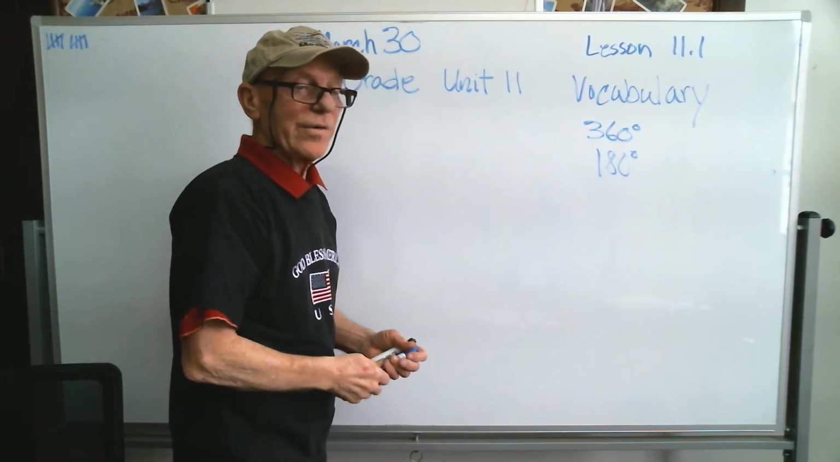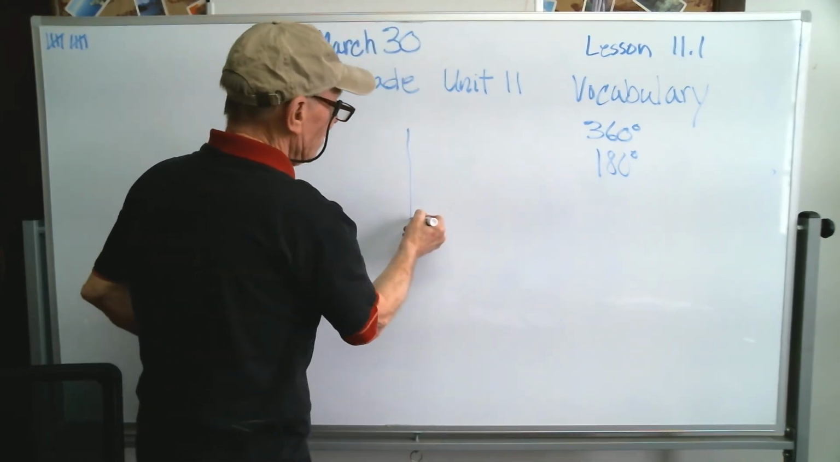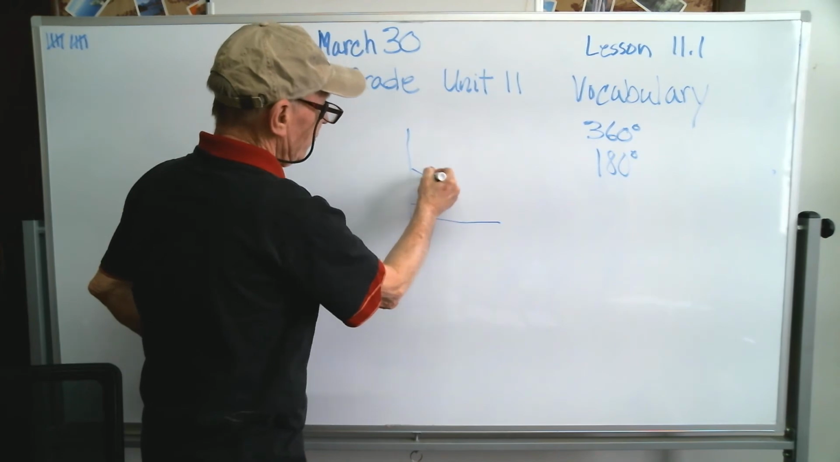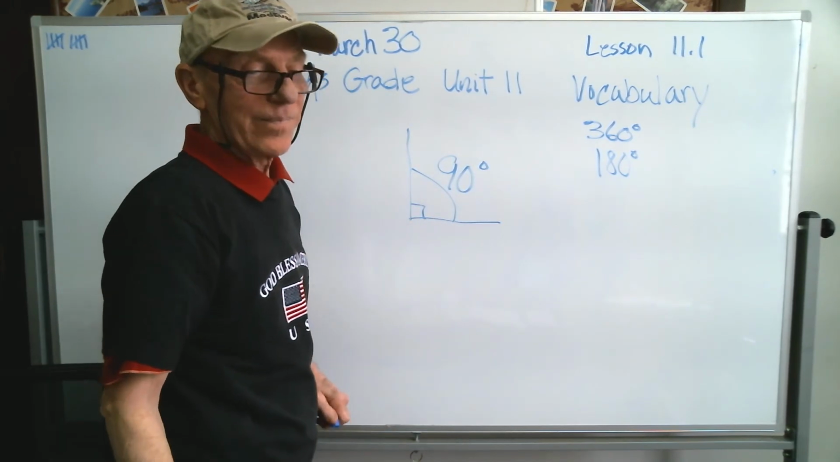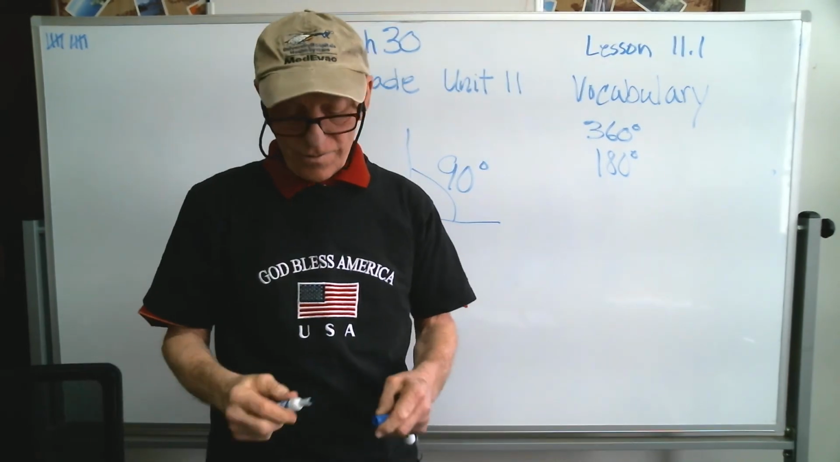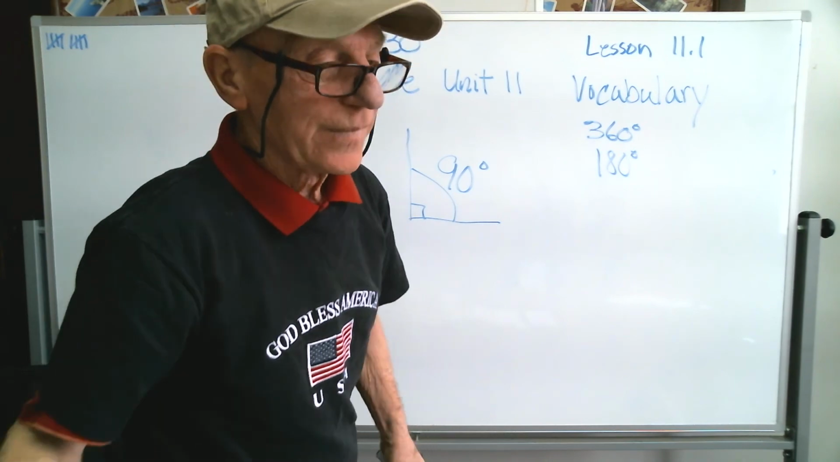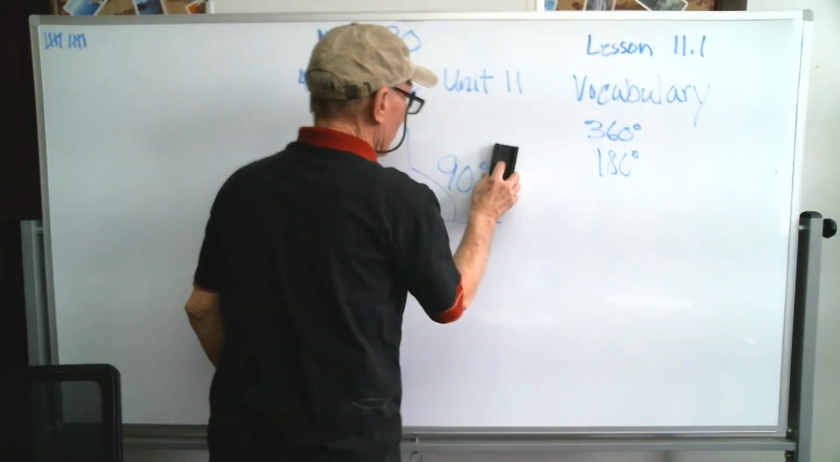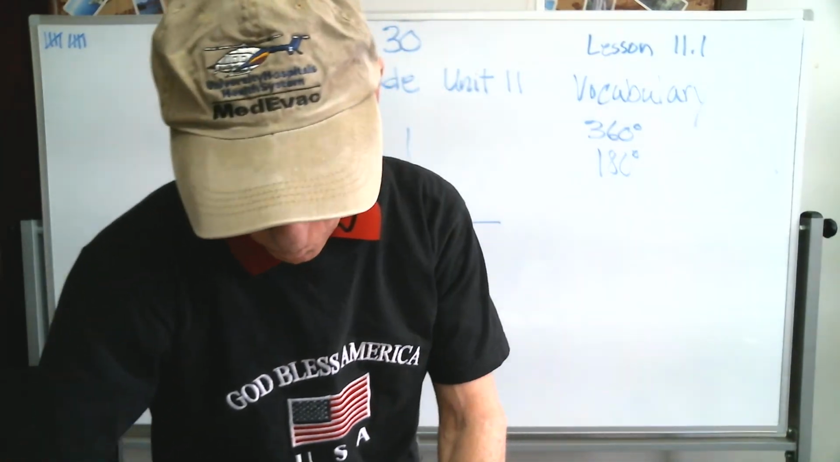Right angle is one of your vocabulary words. And again, a right angle is an angle that measures 90 degrees exactly. That's a right angle. Then the last word on your list is vertex. What's a vertex? The vertex is the point.